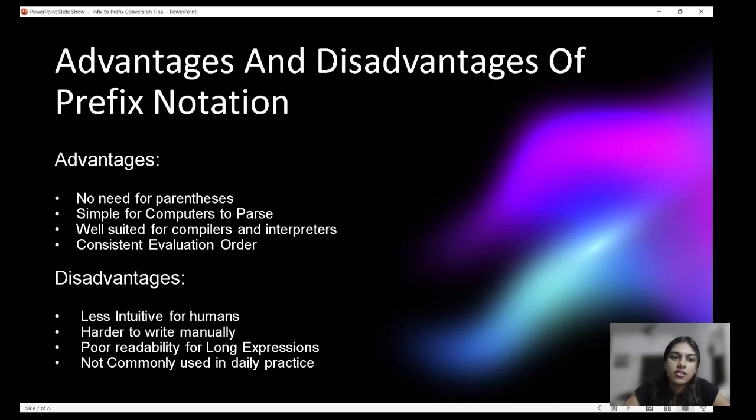The disadvantages of a prefix notation: it is less intuitive for humans. It is harder to write manually. It has poor readability for long expressions, and it is not commonly used daily. As we are more used to infix notations, it is less intuitive for humans. We understand it less, it is harder for us to write, and we cannot read it as fluently as we read infix expressions.